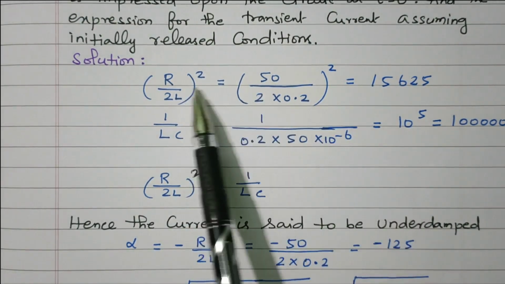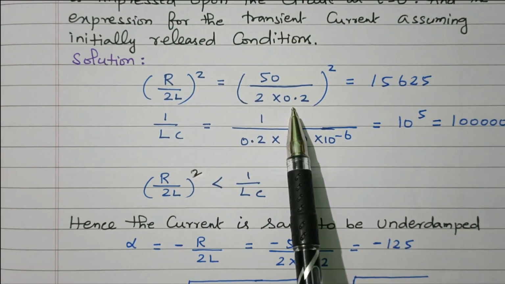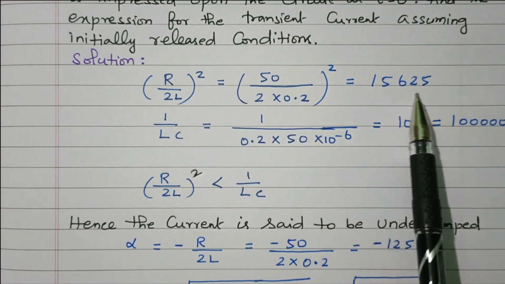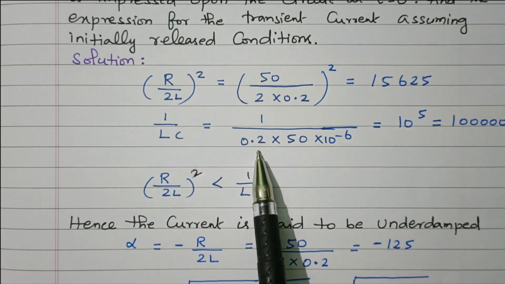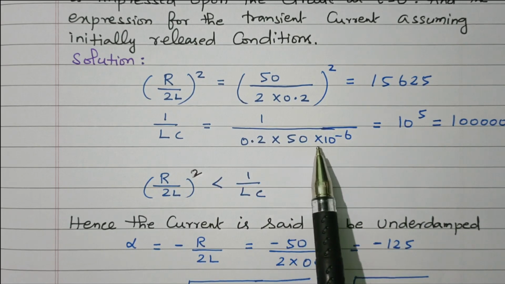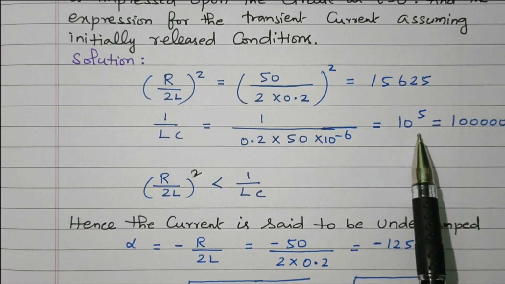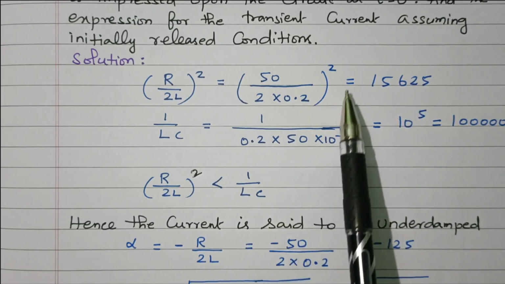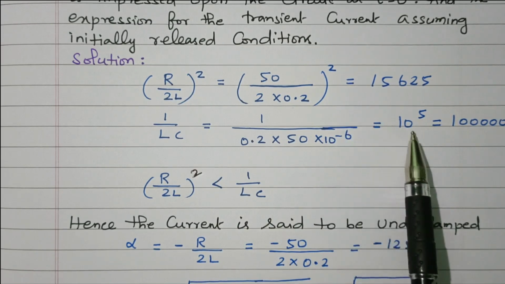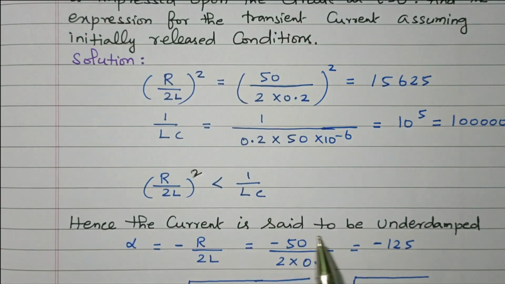That is nothing but R is 50, 2 into L, L is 0.2 Henry, that is 15,625. 1 divided by LC, L is 0.2, C is 50 microfarad, 50 into 10 to the power minus 6, that is 10 to the power 5. Now we calculated these two values. From these two values it is clear that R by 2L squared is lesser and 1 by LC is greater. In this case the current is said to be under damped condition.